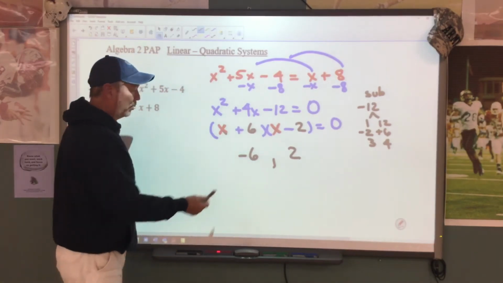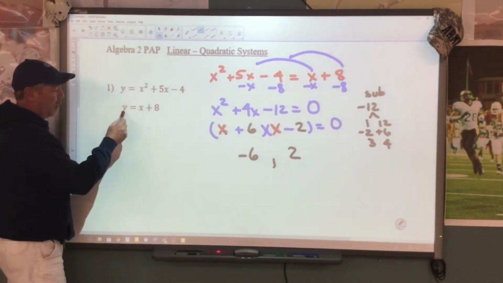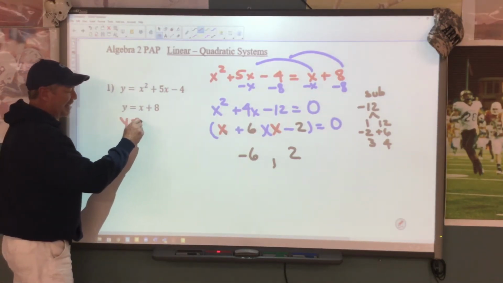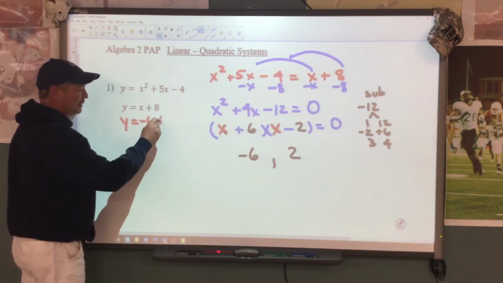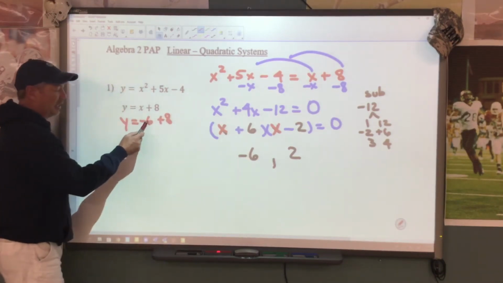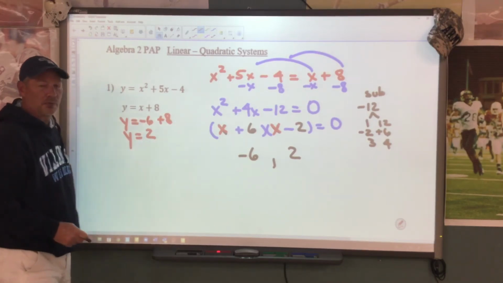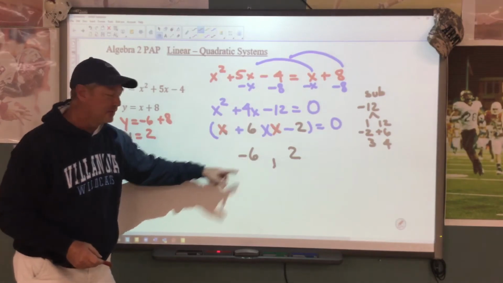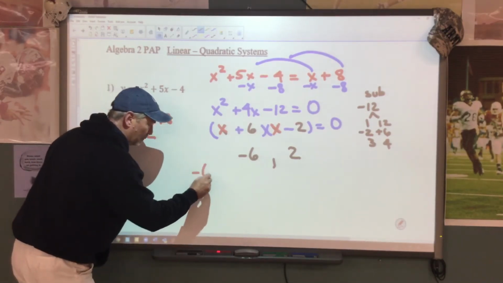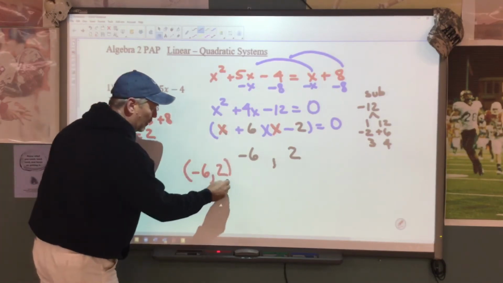Okay? So when I plug this in, I plug in my negative 6. I say y equals negative 6 plus 8. And when I substitute in my negative 6, I find out that y equals a positive 2. So when I substitute negative 6, the result will be a positive 2.